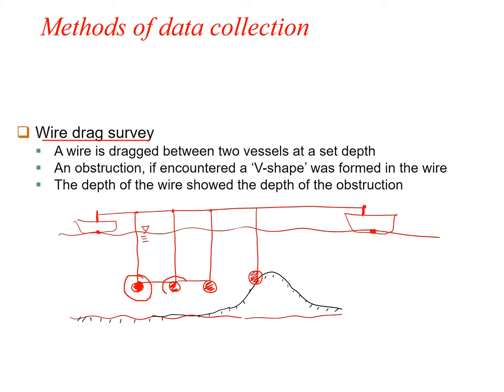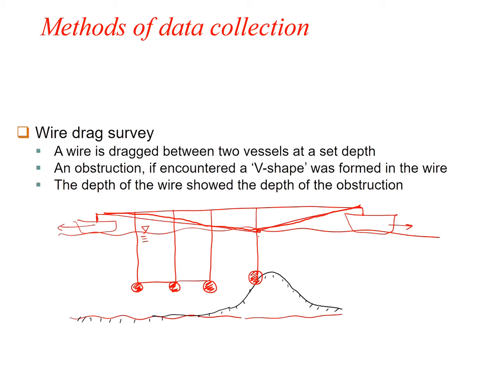All of them have equal length except the regulator. So what is happening is that due to this weight this string will remain straight. Now let us say somewhere here it comes across some obstruction. You'll find that the wire which is straight here no longer remains straight. It will form just like a V shape, right? So it will not be straight because there is an obstruction.